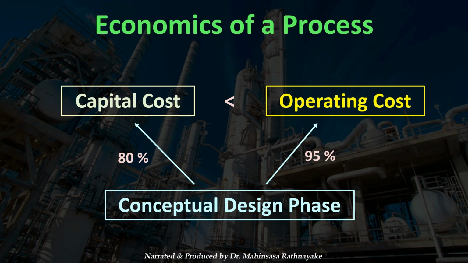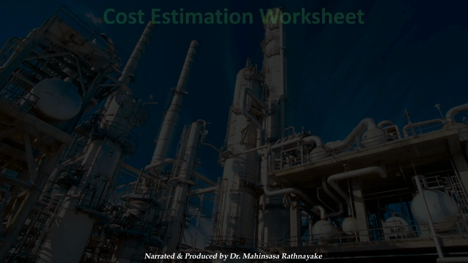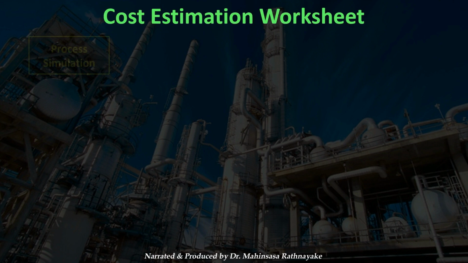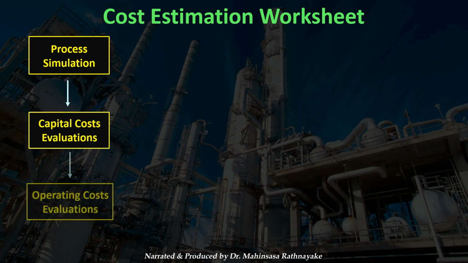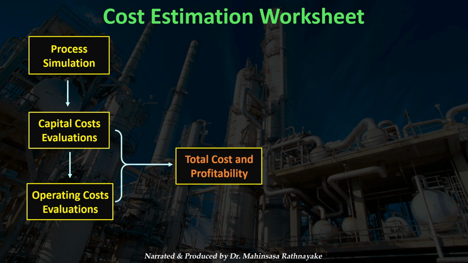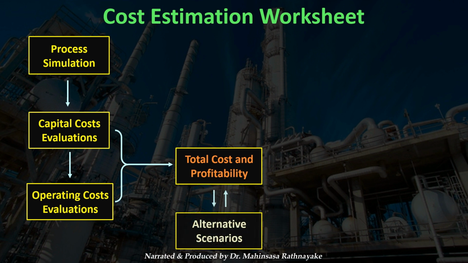Let's see the typical workflow of the cost estimation process. At first, we perform the process simulation. According to the process simulation, we need to evaluate the capital costs as well as the operating costs. Thereafter, the total project costs and profitability should be evaluated. After we obtain the profitability and the total costs, we have to compare our design with alternate scenarios or other projects to see how better our project is.